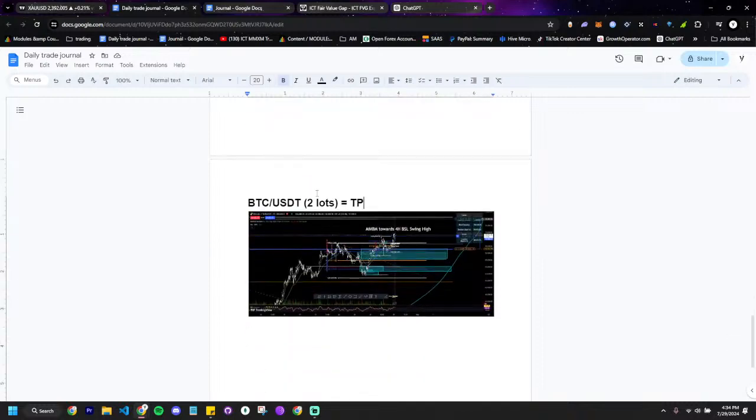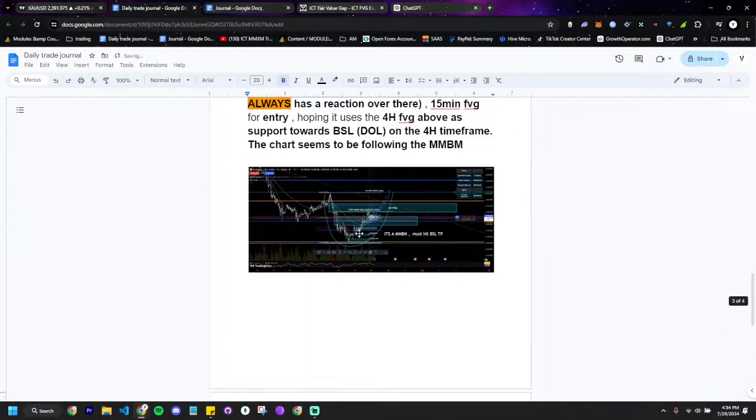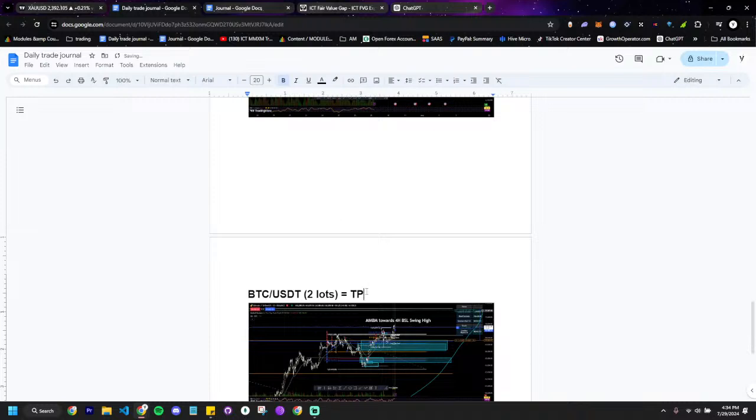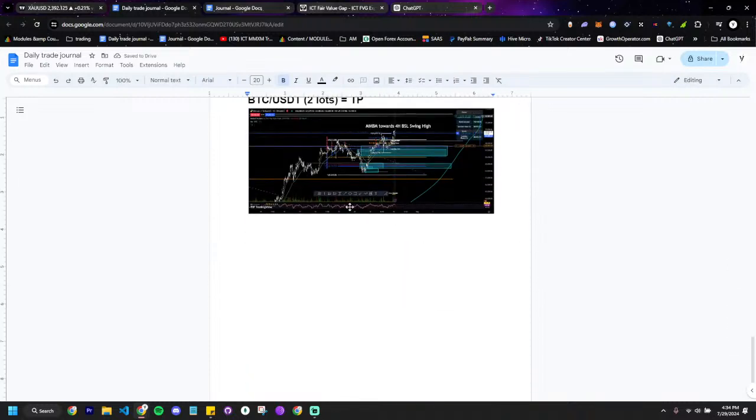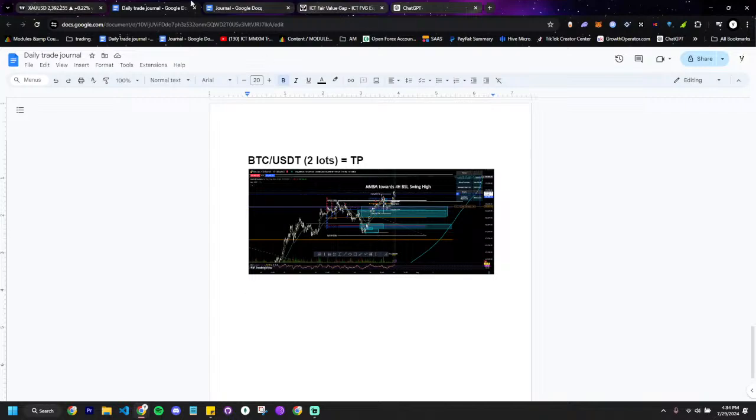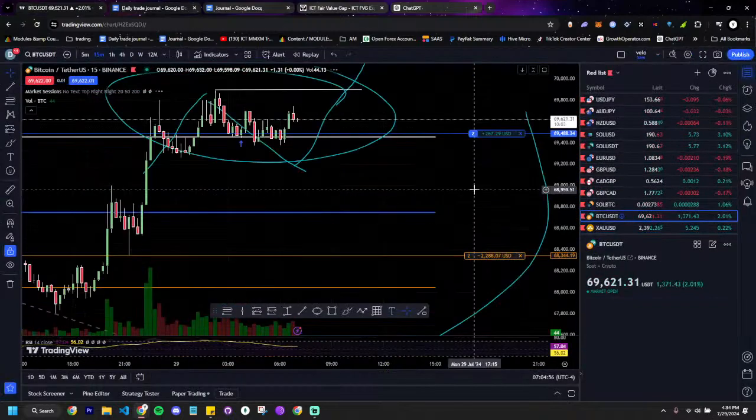Alright, so what I gotta do over here is, let me leave some space over here. Alright, so what we're seeing over here is another market maker buy model, and we're seeing a market maker buy model for our buy side liquidity swing high over here, and we seem to have a sweep, retrace down, and then go towards whatever the next drawn liquidity is. And simple, pretty simple stuff. So that's basically this trade that I'm taking right now.